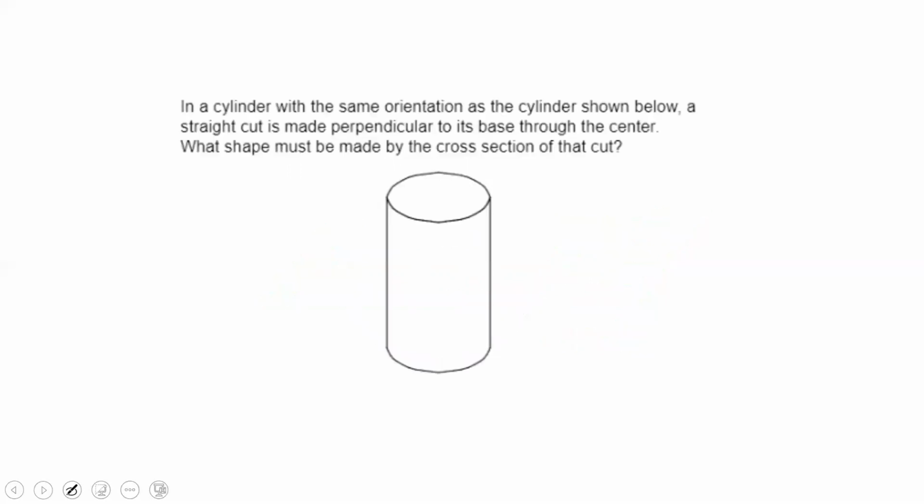This one says a cylinder with the same orientation as the cylinder shown below. A straight cut is made perpendicular to its base. Okay, perpendicular means we've got a right angle happening here. Through its center, what shape must be made by the cross section? Okay, so if we cut this through this area, well, that wouldn't be round anymore. In fact, if we could x-ray through this to see it being cut, that would be a rectangle.